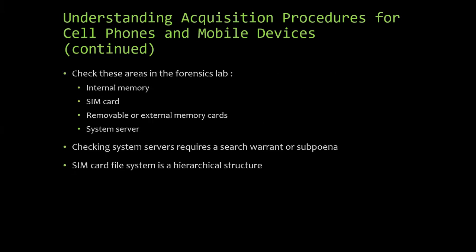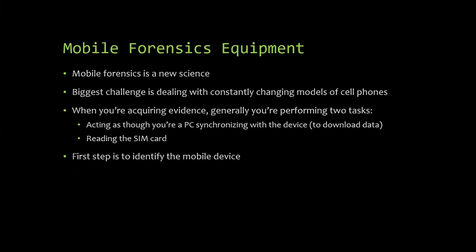In the forensic lab, we need to check these areas for retrieving data for investigation: internal memory, SIM card, removable or external memory cards, system server, etc. Checking system servers requires a search warrant. With that, we need to understand what data is stored in the SIM card. Now, with mobile forensics, we understand that we are changing mobile phones very frequently. The technology in mobile phones is also changing every year, and mobile forensic investigation also needs to adapt to the new changes.